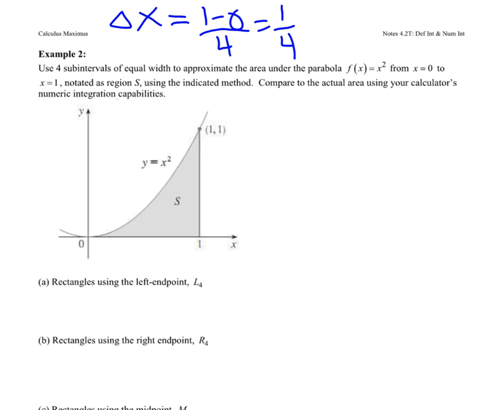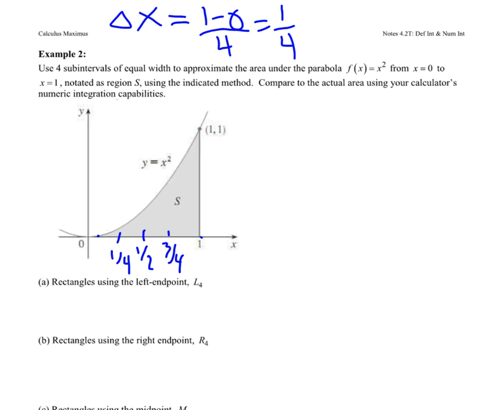Our function is x squared. When we draw rectangles, all we need is the height and the width. We've already got the width, we know that's 1/4. And how we determine the height could be done 3 different ways. We could look at the left endpoint, take the height from the left side, that would be 0, 1/4, 1/2, 3/4. Or we could take it from the right side, which would be 1, 3/4, 1/2, 1/4, and you'll see this visually pretty soon. Or we could take it from the midpoint in between all of those values.